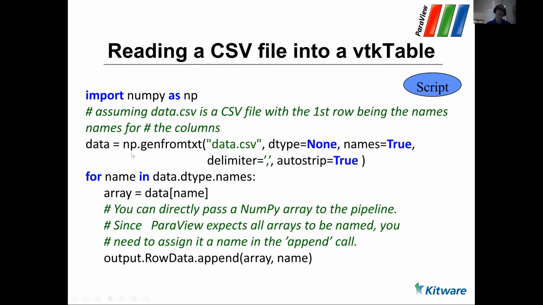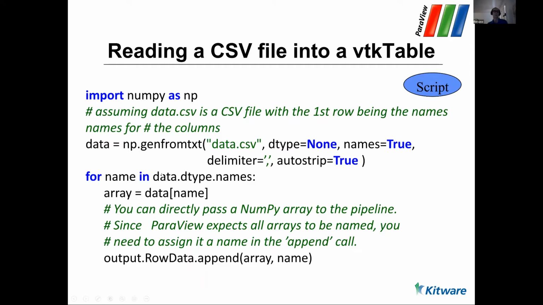We do that by using this NumPy function, genfromtxt, that reads the whole file into a series of arrays. Then we go over the columns, the names of the arrays. We read each array, and then we add that array to the output. We use the syntax we've seen. In this case, there is no point data or cell data, there is row data. And we append the array with the name given.